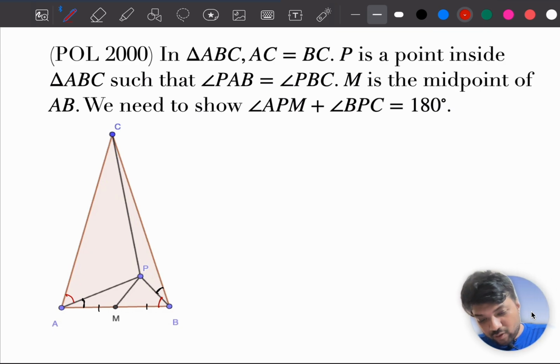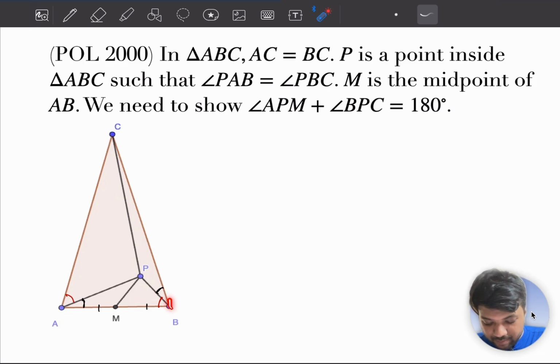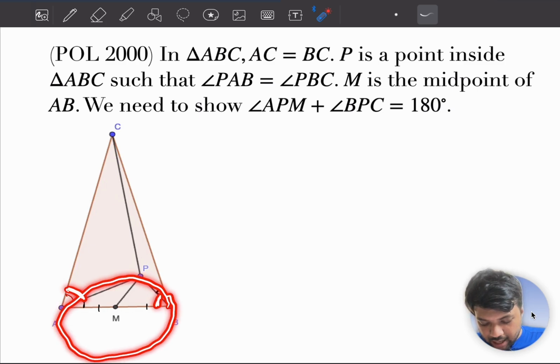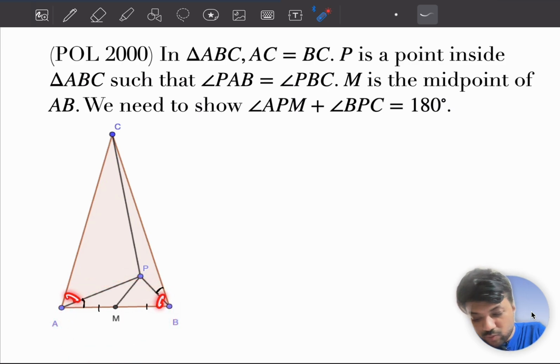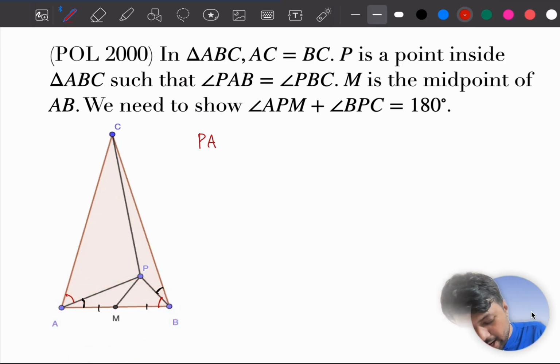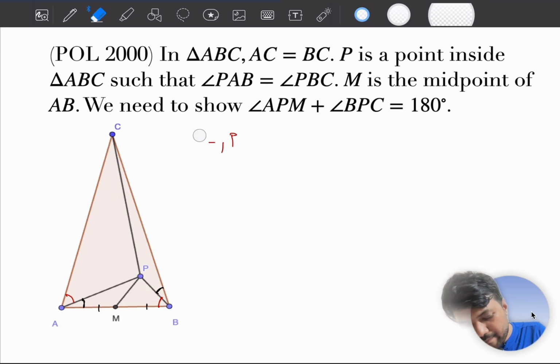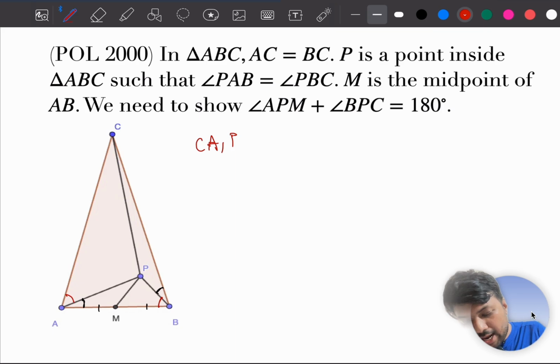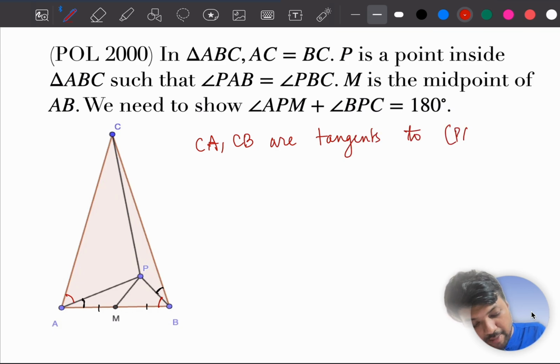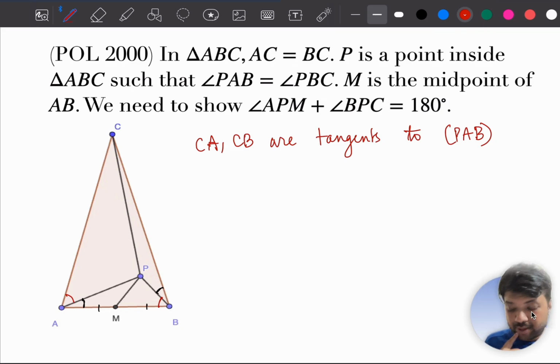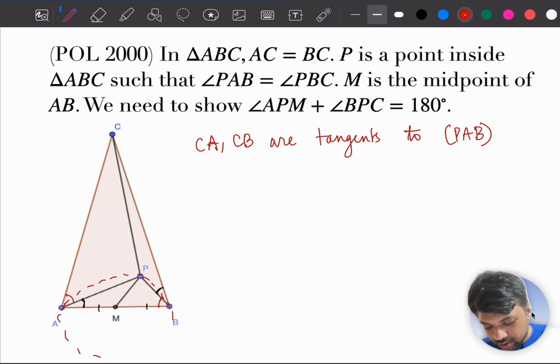So which means we have the following situation. We have, by the converse of alternate segment theorem, notice if you draw the circumcircle of PAB, notice that the angle made by AC is equal to the angle subtended by the chord PA. Notice this length and this length are equal. So which means that CA and CB are tangents to the circle PAB, okay. The tangents to the circle PAB. Wait a minute, what does that mean? So let's actually draw the circle. So you have some circle here, all right.